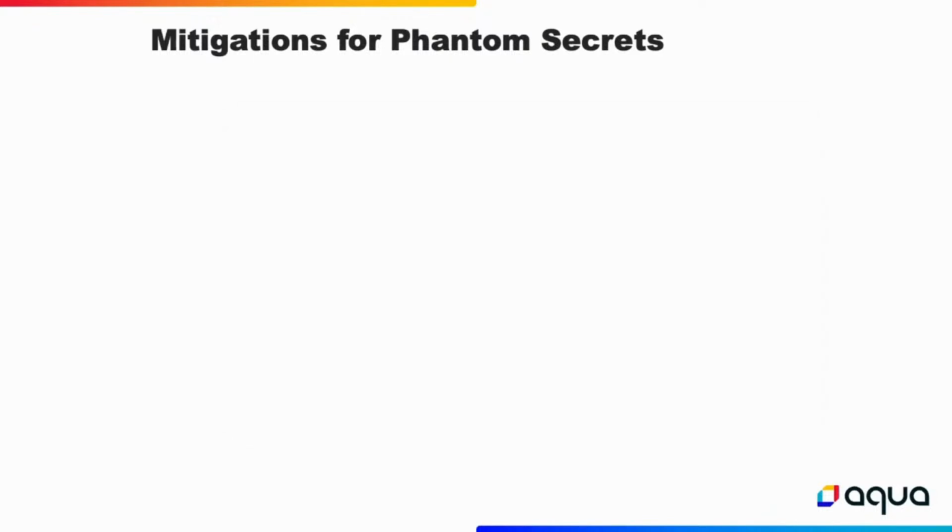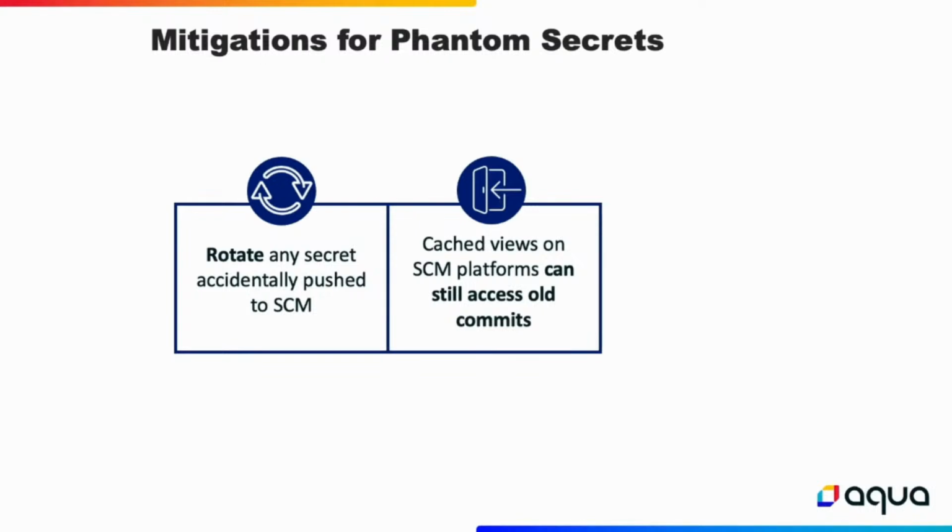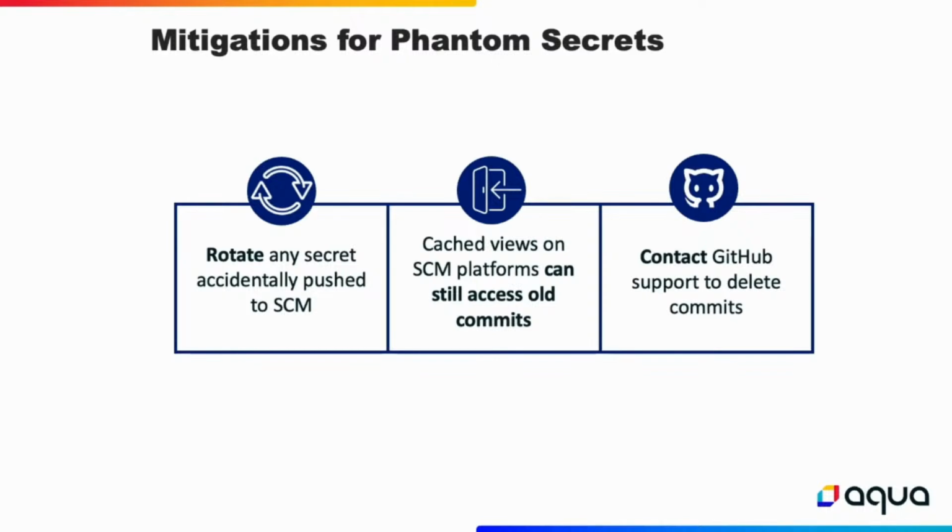Let's propose some mitigation strategies to prevent these hidden secrets. First, immediately rotate any secret that was pushed to SCM. We observed that they can remain concealed yet accessible. Remember, cached views on SCM platforms can still access old commits. And if you discover the secret, please contact GitHub support to have it completely deleted. Remember, the most effective approach is to use pre-commit hooks to scan for secrets before each commit.